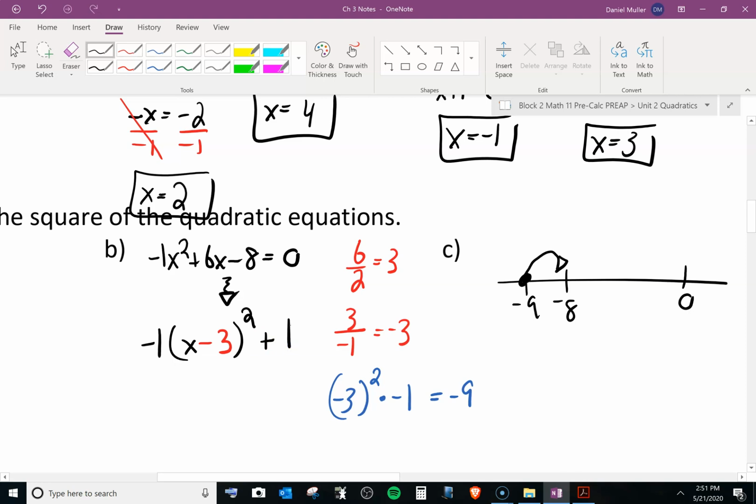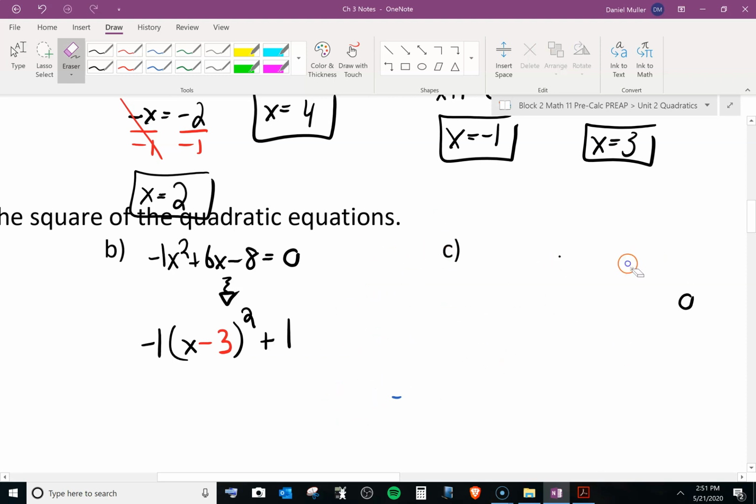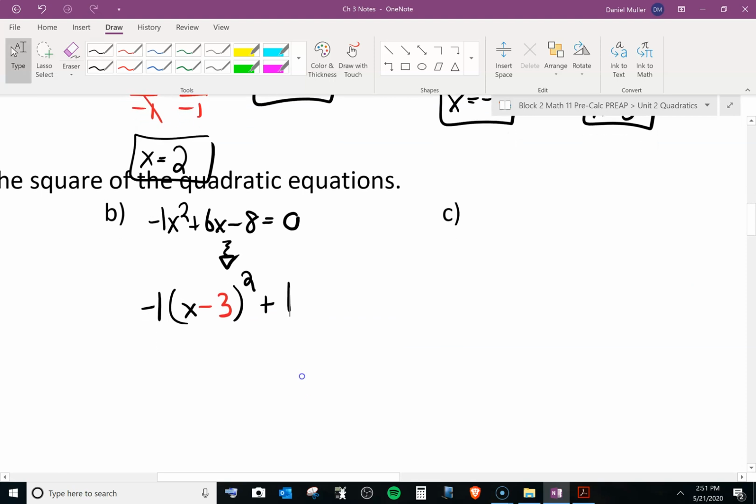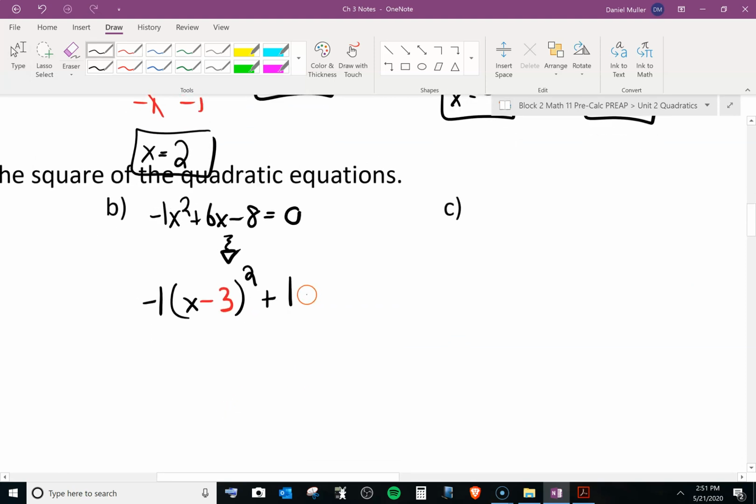So I'm going to erase that here. You should rewind the video if you need to watch that again. Now I've created this equation, but it equals 0. So the first thing I'm going to do is move over the addition by subtracting. So I get negative 1, x minus 3 squared equals negative 1. So I did the addition, subtraction.